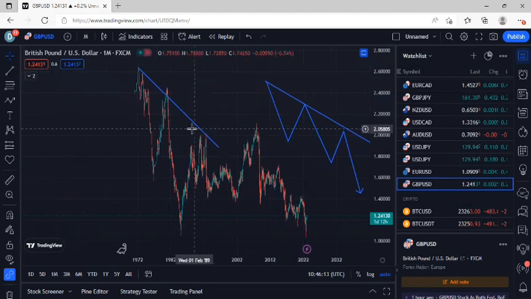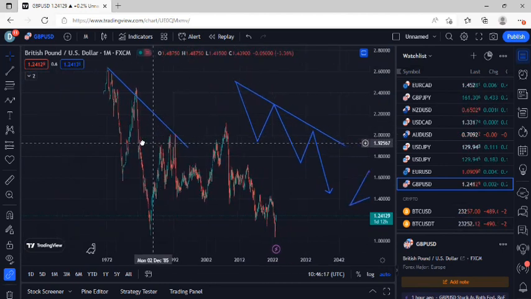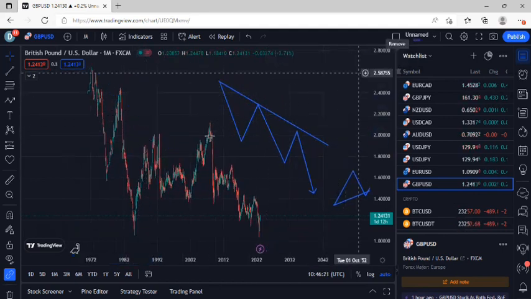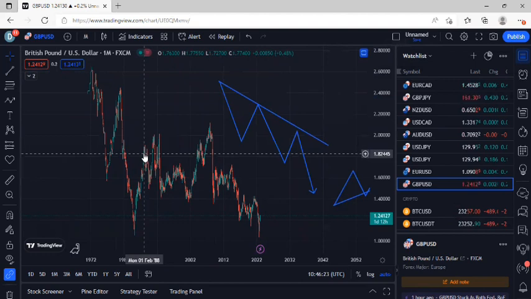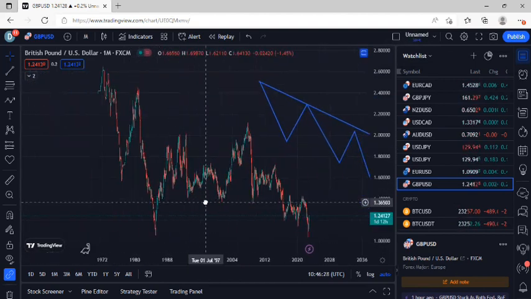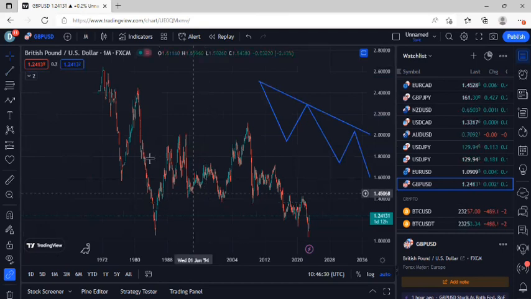Okay, so now let's look at how we can properly join the trend line, because there is a way to join the trend line properly when you come to the chart. You don't just draw it anyhow.